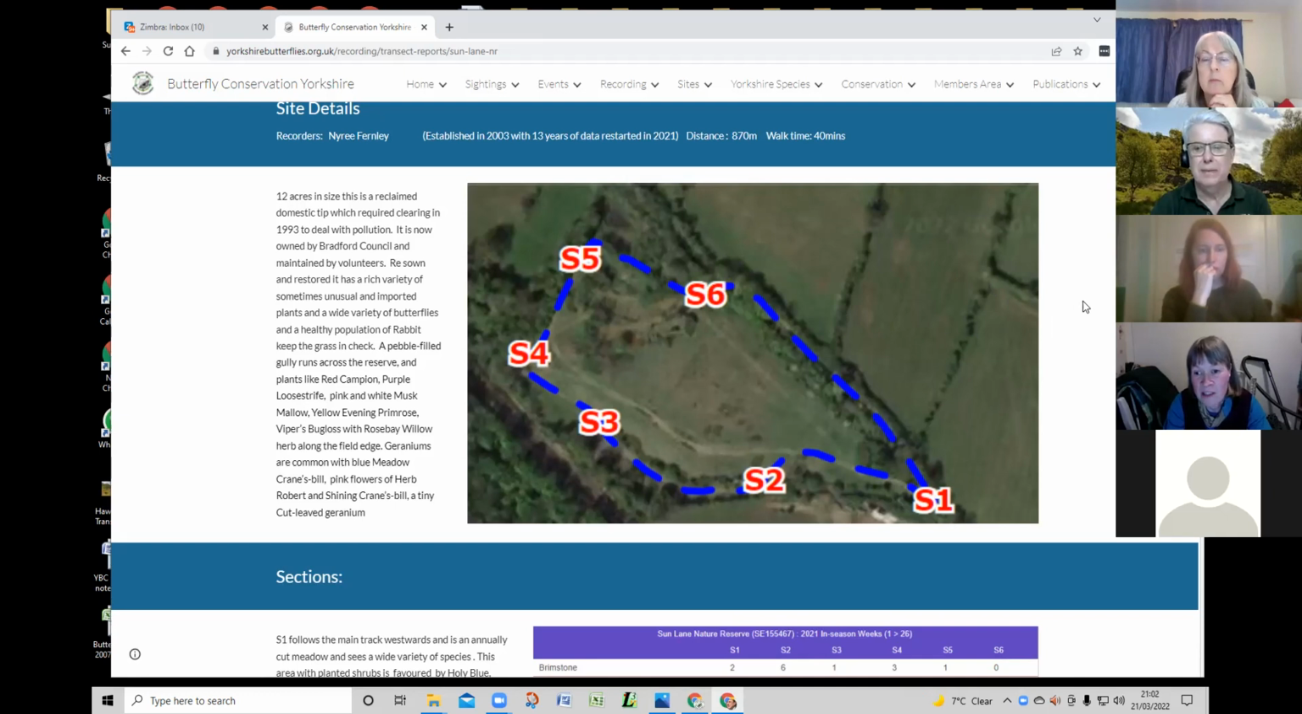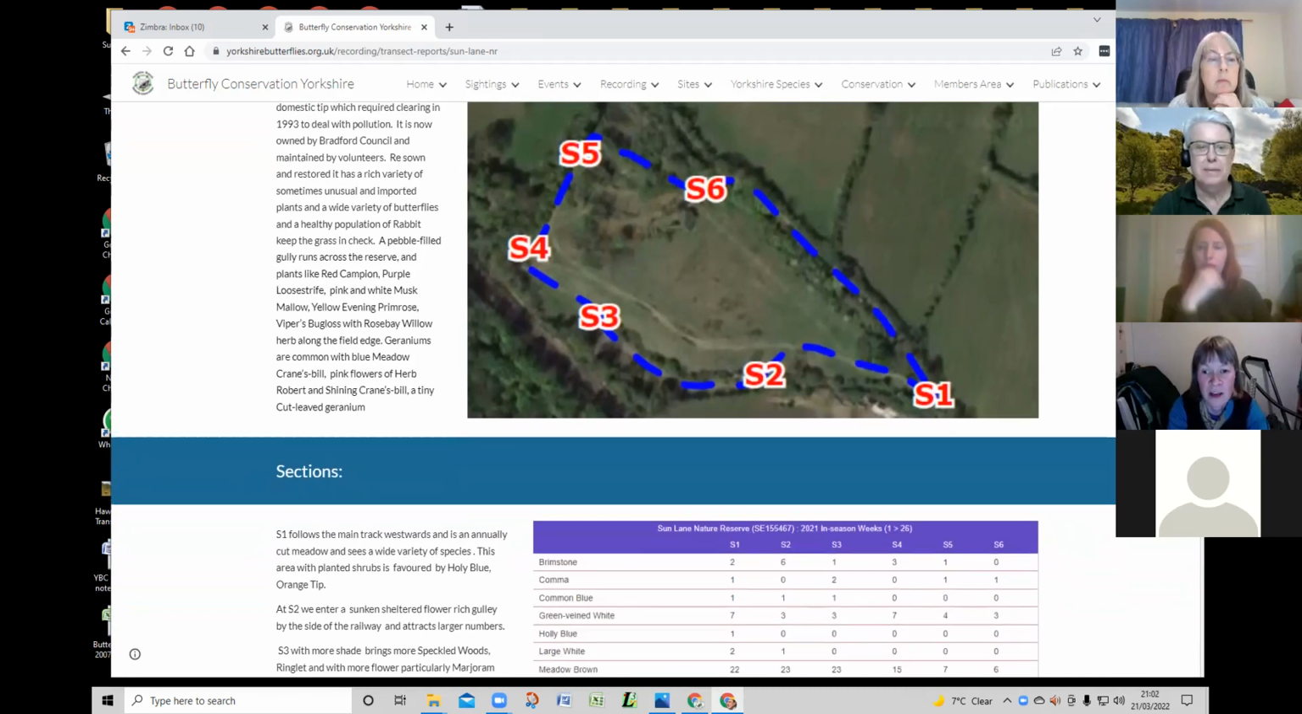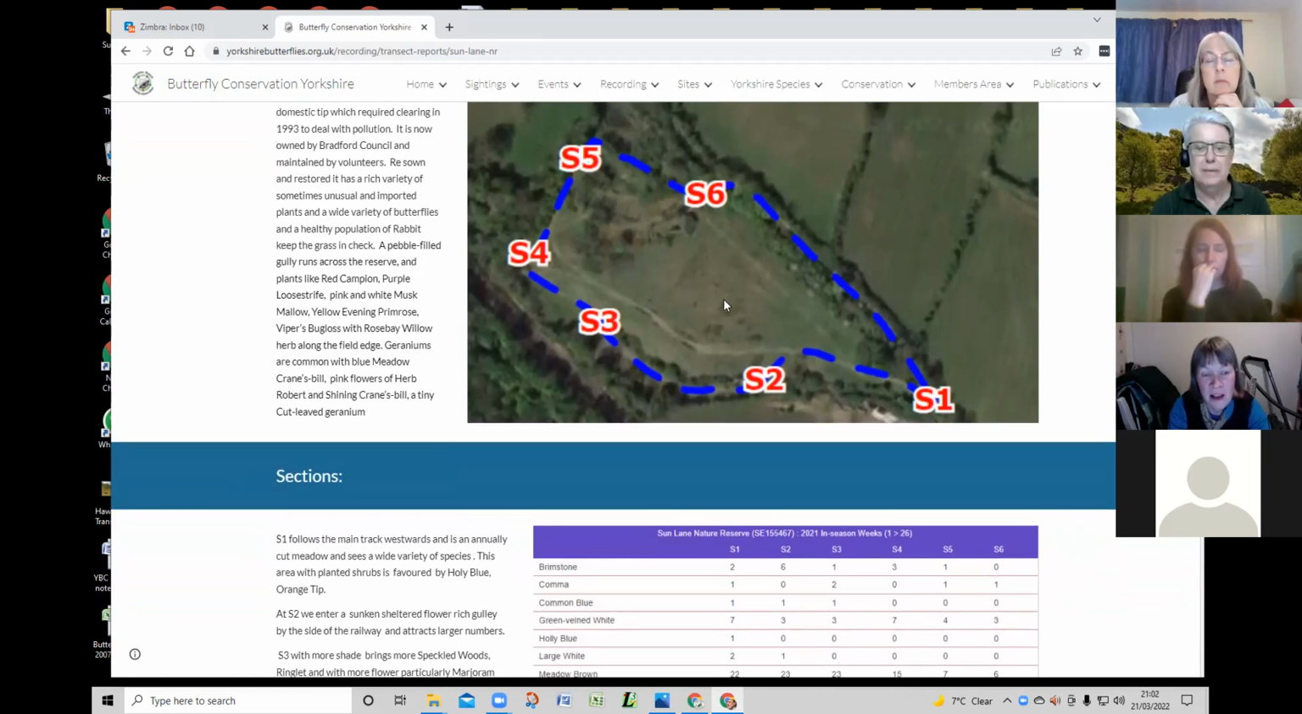It's only quite a small site again. It was an old tip. All sorts of rubbish were dumped there, some of it quite toxic, I believe. But there's a lovely grassland area and we've got buddleias there, and we've got all the buckthorn there. We get good numbers of Brimstones. We had good numbers of Small Tortoiseshell there this year.